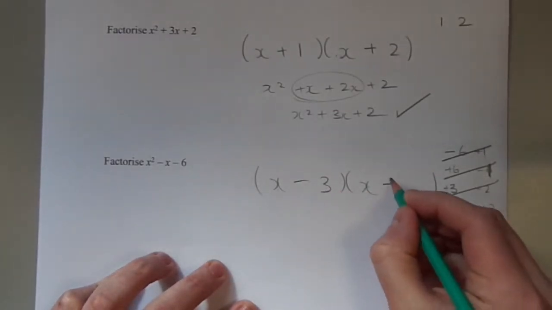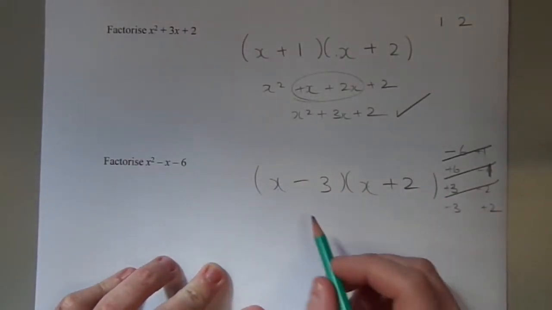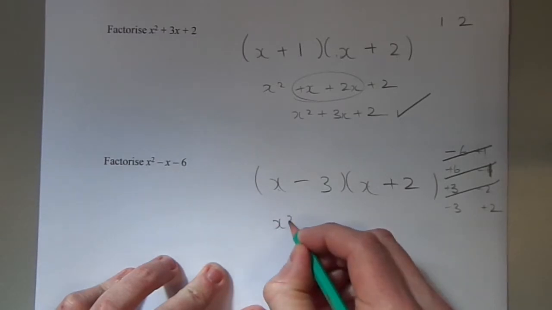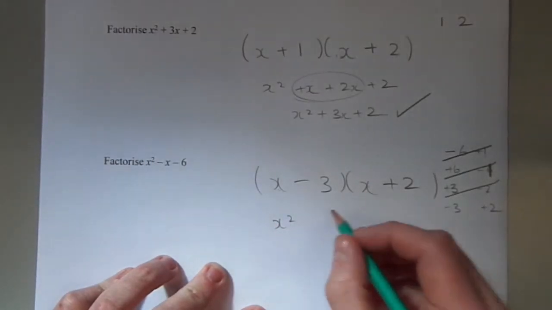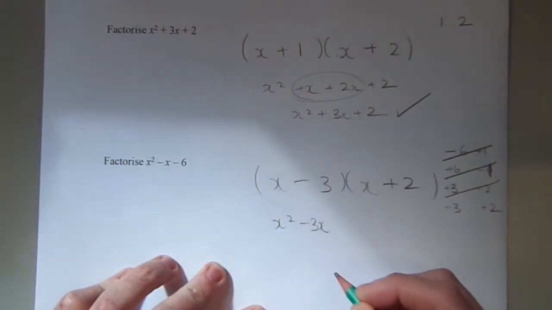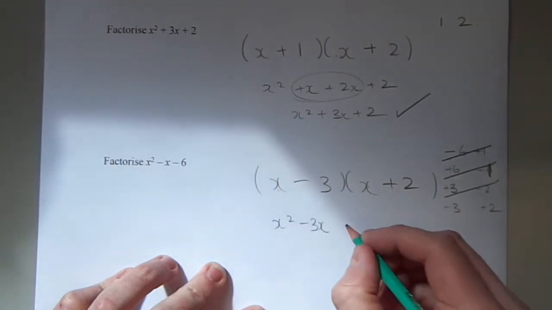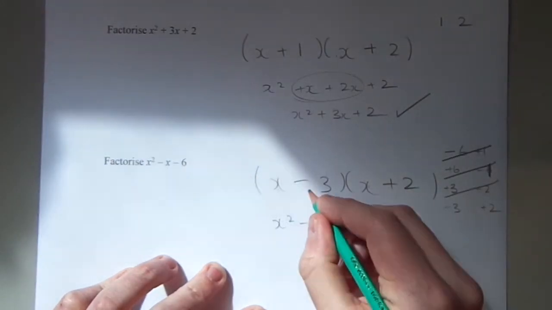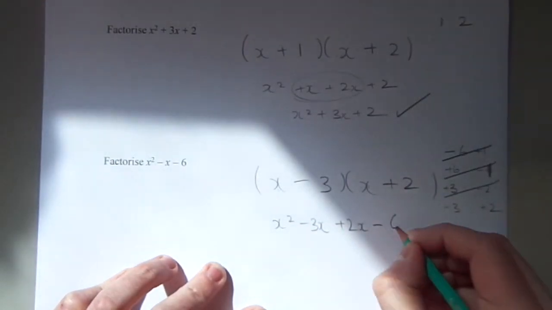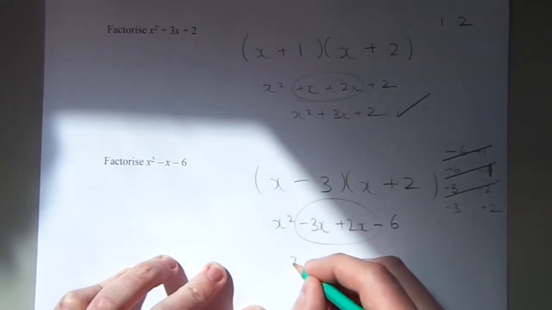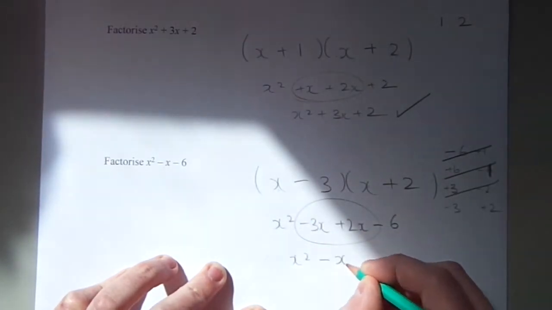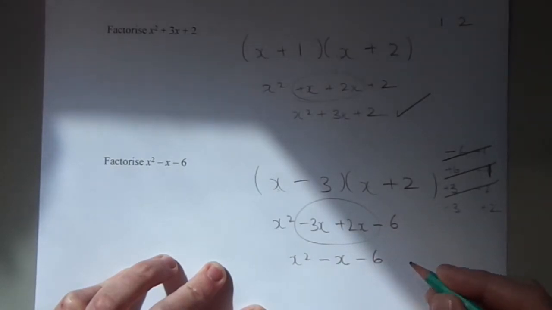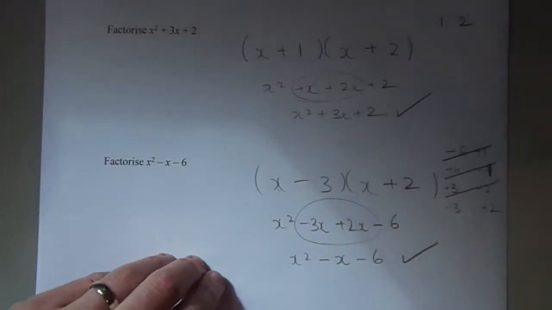So let's put them in, and let's just double check that. X times x is x squared. Minus 3 times x is minus 3x. X times 2 is 2x. Minus 3 times positive 2 is minus 6. Those two terms collect together to give minus 1 lot of x. Therefore, that was correct.